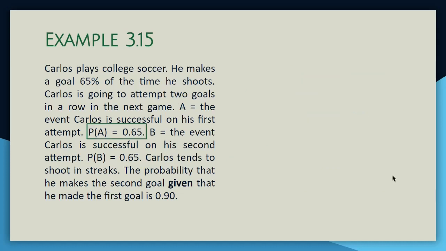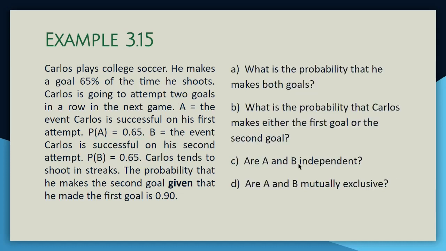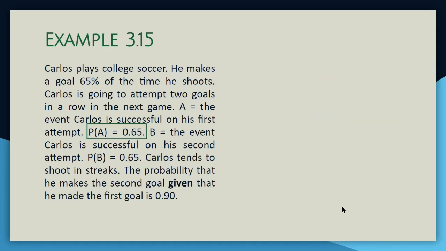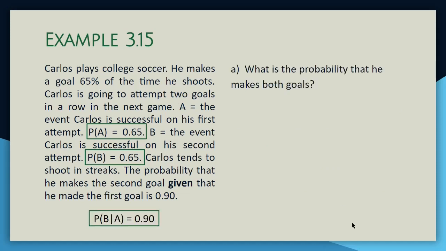So let's go back, sorry. Part A says, what is the probability that he makes both goals? So we know 3 things. P(A) is 0.65, P(B) is 0.65, and P(B given A) is 0.9. And we want to know the probability he makes both goals. Both goals is A and B, first goal and second goal.